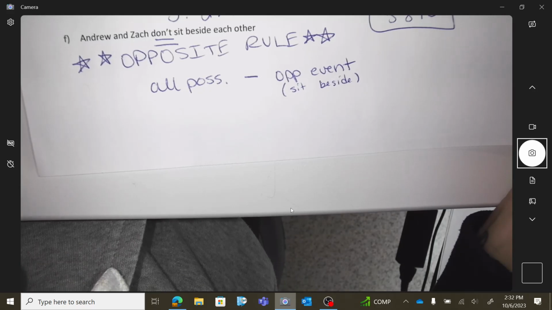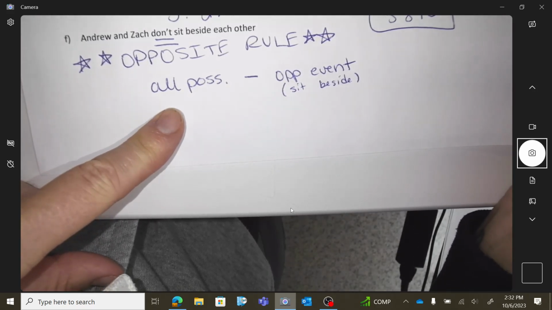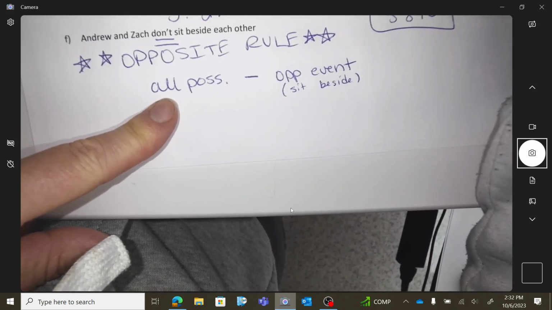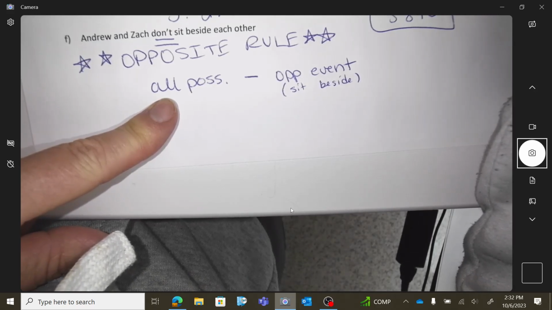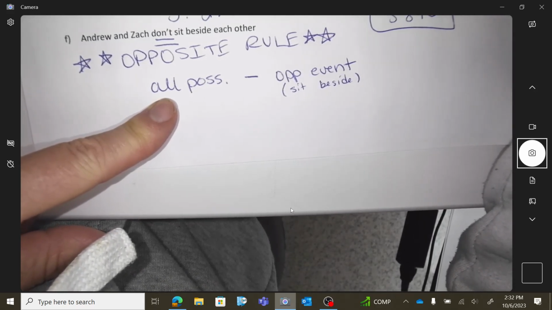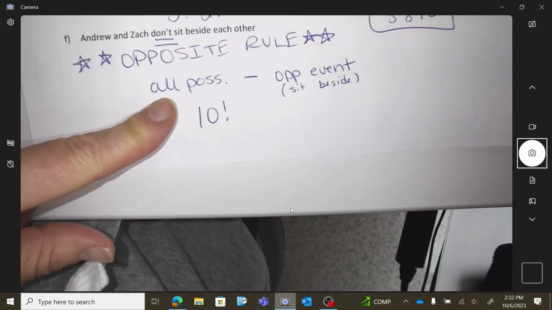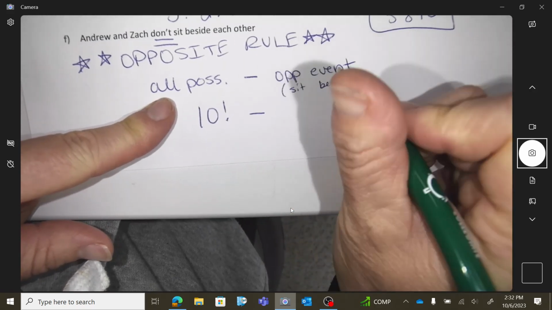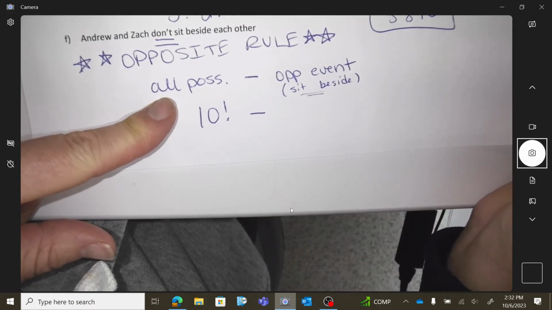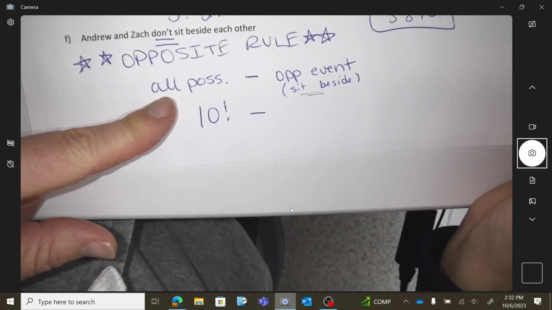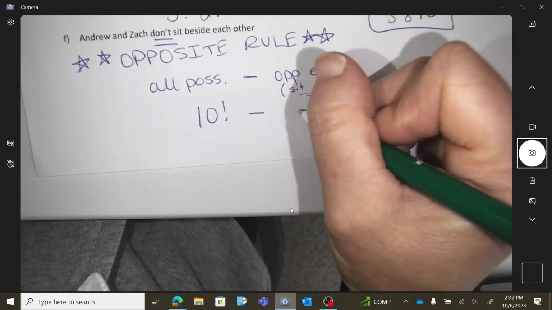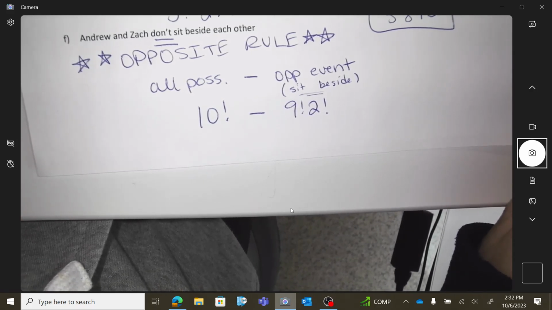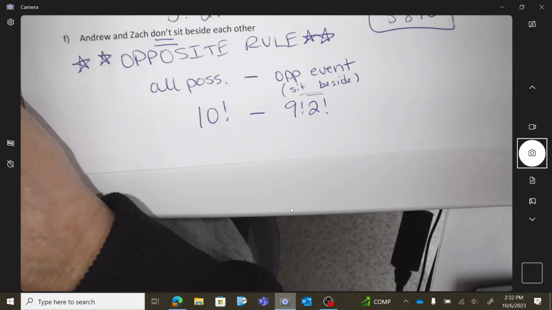Okay, so you have this answer on your page. Which question was the all possible one? Looking up, which one is the all possible? A, B, C, D, or E? A. So that was the all possible. If there was no restrictions, we could do that many arrangements. Minus, we already did this one, if they do sit beside each other. That would be question C. So you're going to have to subtract those two numbers.